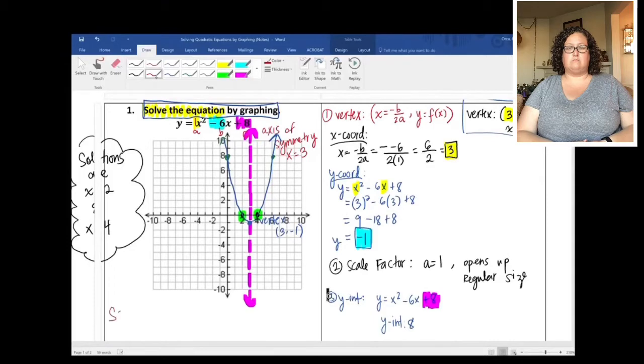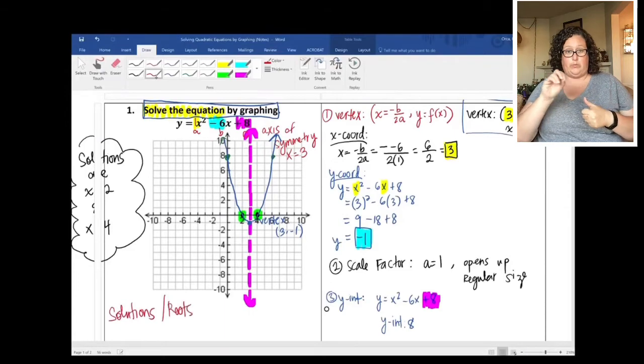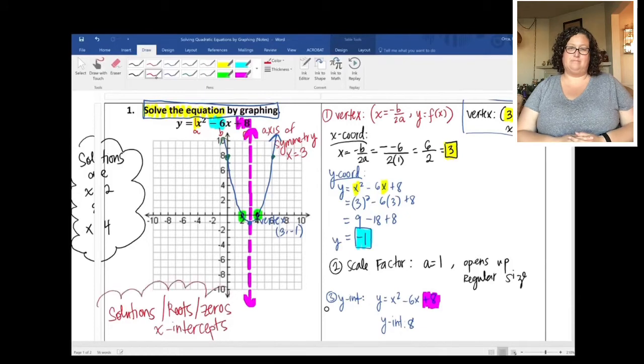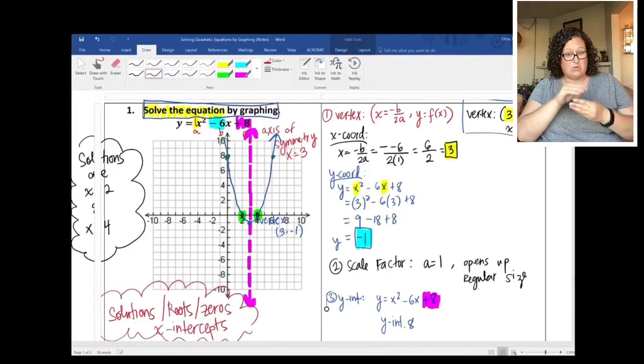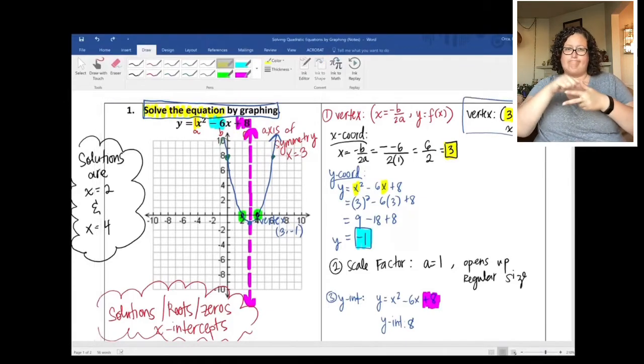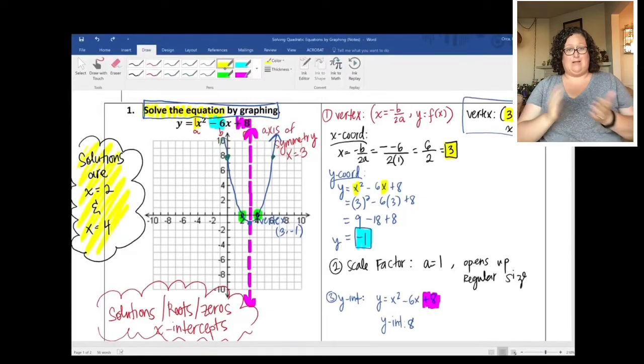Another name for solutions are roots. Sometimes we call them zeros. And sometimes we even call them x-intercepts. So if I ask you to find the solutions of the equation, what you're looking for are your x-intercepts. If I asked you to find the roots, you're looking for your x-intercepts. If I asked you to find the zeros, you're looking for your x-intercepts. They all mean the same thing. Once again, the solutions are x equals 2 and x equals 4.